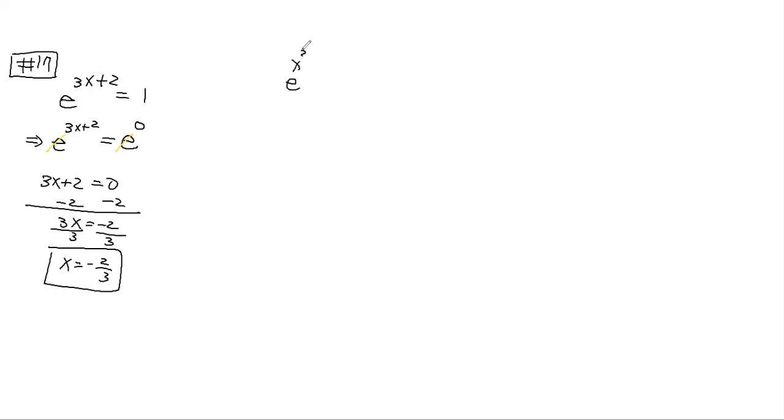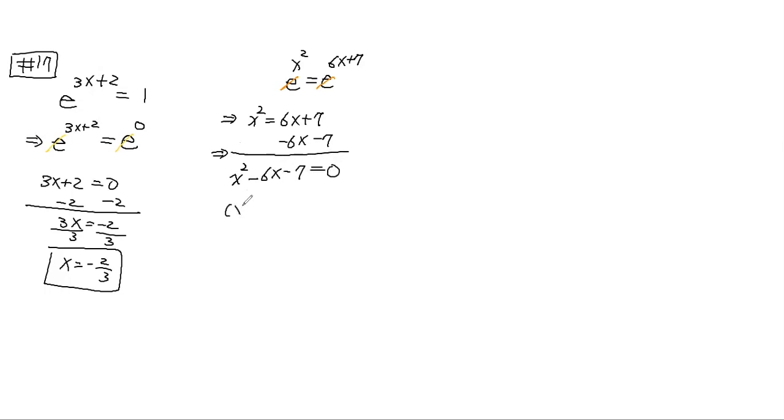So this is e to the x squared equal to e to the 6x plus 7. Well, this one is pretty good because of what? The same base. I can cancel that out. Now I will just have x squared equal to 6x plus 7, right? Now I move everything to the left-hand side. So it's minus 6x minus 7. So I will have x squared minus 6x minus 7 equal to 0. Now I factor here. So it's x minus 7, x plus 1 equal to 0.